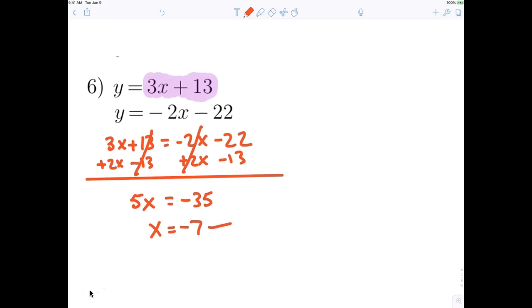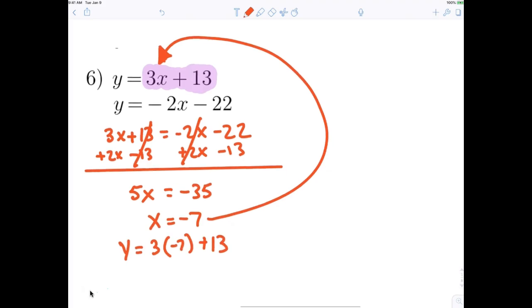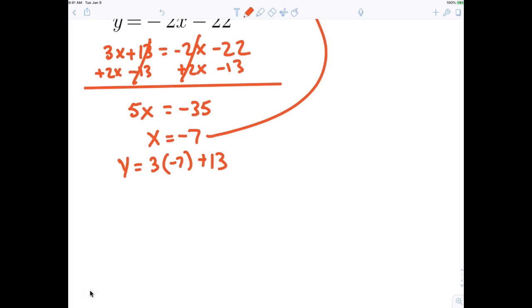Now what I'm going to do is I'm going to plug negative 7 back in for X. And so Y is equal to 3 times negative 7 plus 13. So Y equals negative 21 plus 13. Y equals negative 8. So now my answer is what? Negative 7, negative 8.